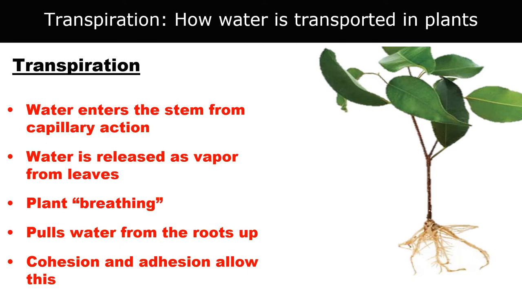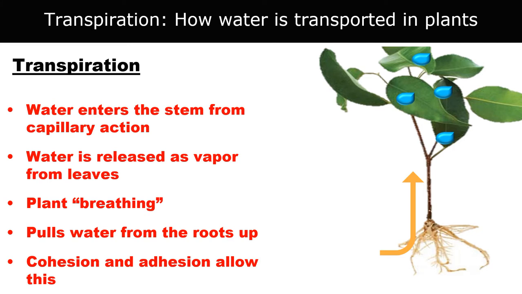So the last process that we're going to talk about here is transpiration. So this is how water is transported in plants. So you probably already known since grade school that water is going to enter the roots through capillary action. But what you probably haven't heard before is that plants breathe out water vapor, really, right? So you have the water that's going to come in through the roots, and through capillary action it will go a distance up the stem.